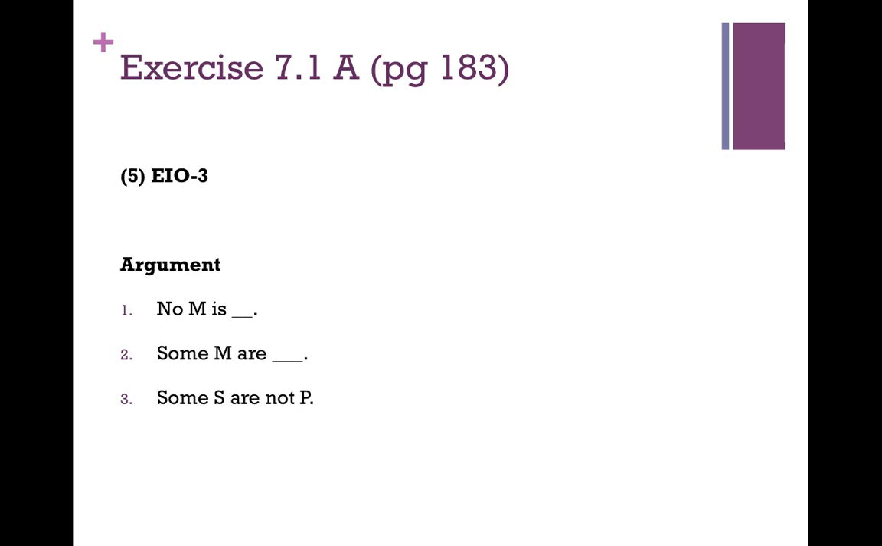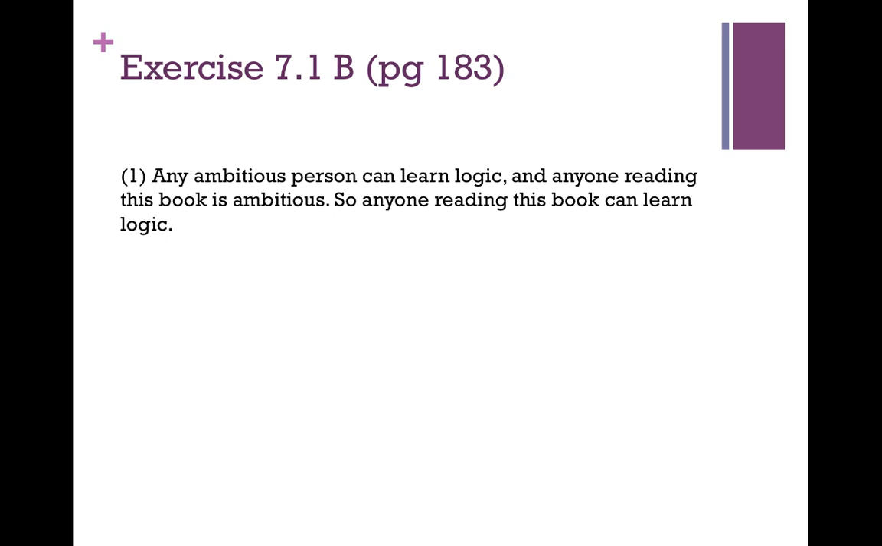And here's where we put our middle term, and then here's where we put our P and our S. Alright, so that was pretty straightforward, and I don't think too terribly difficult. It's just a matter of remembering the figure. That can be the trickiest part. So for exercise 7.1b, you are asked to put each of the following syllogisms into standard form and then identify the mood and the figure.